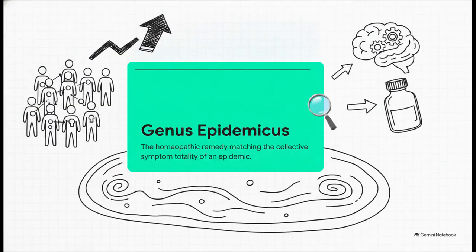So what happens when an acute situation scales up into a full-blown epidemic? Well, the methodology scales right along with it. In an epidemic, practitioners map out collective symptom patterns across multiple different patients using standardized domains. By synthesizing the shared, characteristic symptoms across an entire population, they formulate a collective disease picture. And the goal here is to identify a singular strategy known as the Genus Epidemicus.